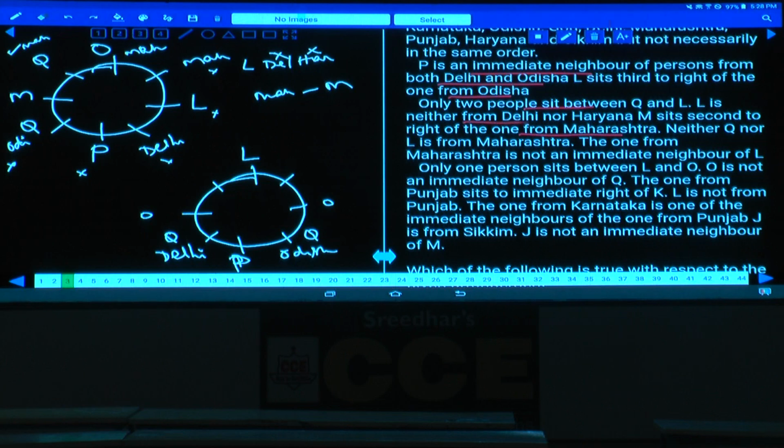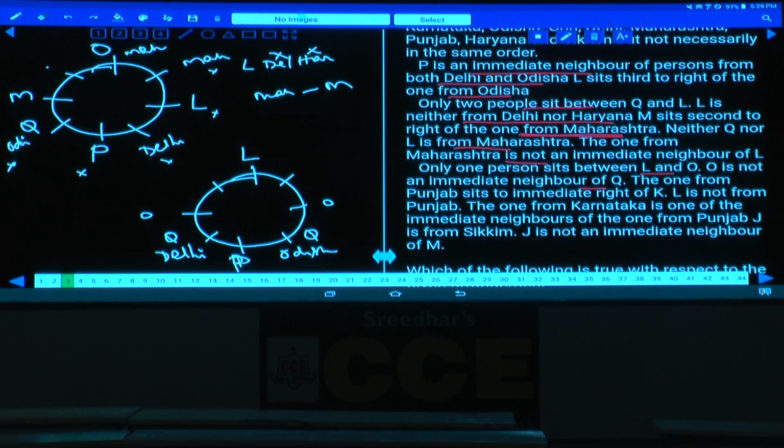L is neither from Delhi nor from Haryana. M sits second to the one from Maharashtra; neither Q nor L is from Maharashtra. Next one, the one from Maharashtra is not an immediate neighbor of L. One person between L and O, we have taken that one. O is not an immediate neighbor of Q. As O is not an immediate neighbor of Q, Q cannot be at this place.